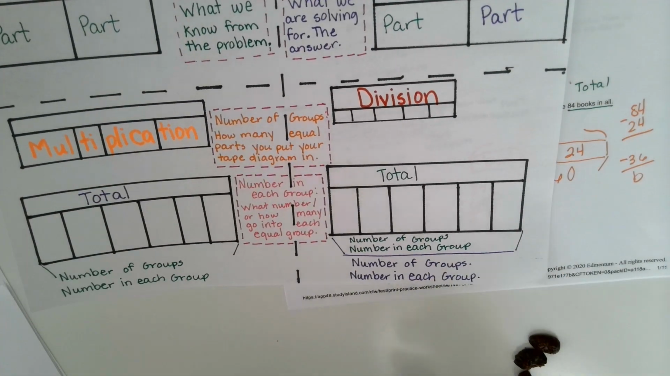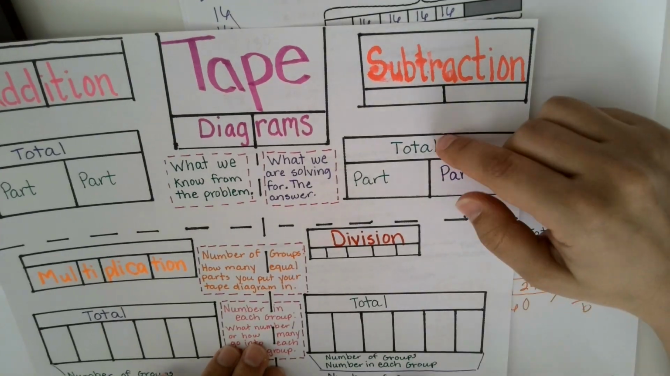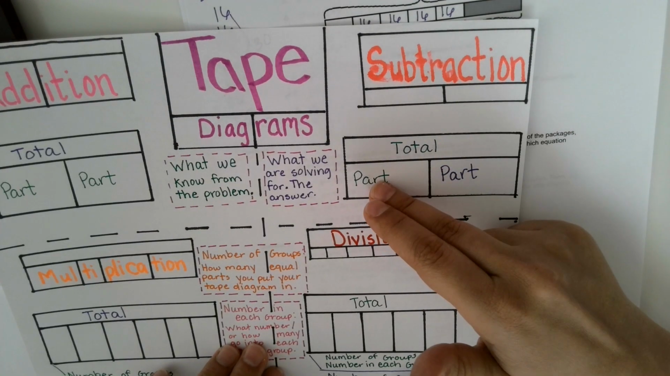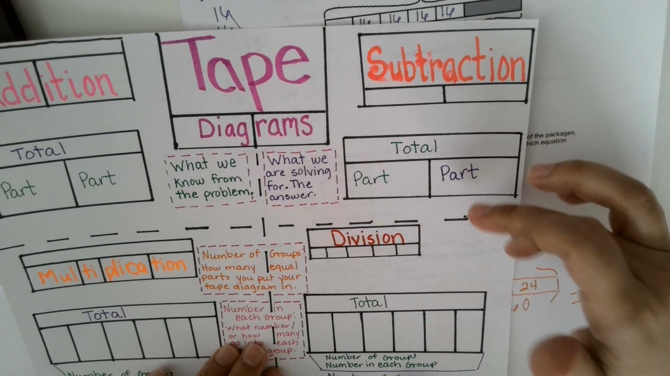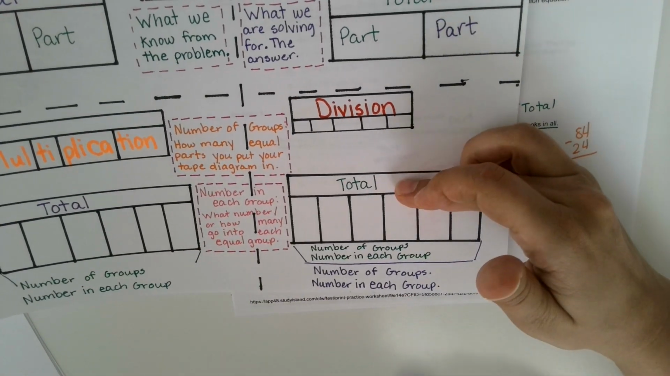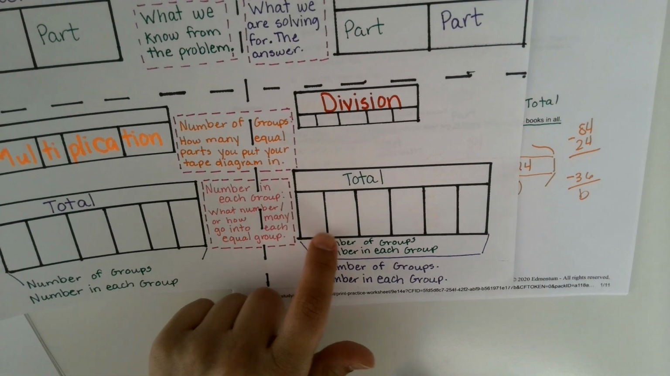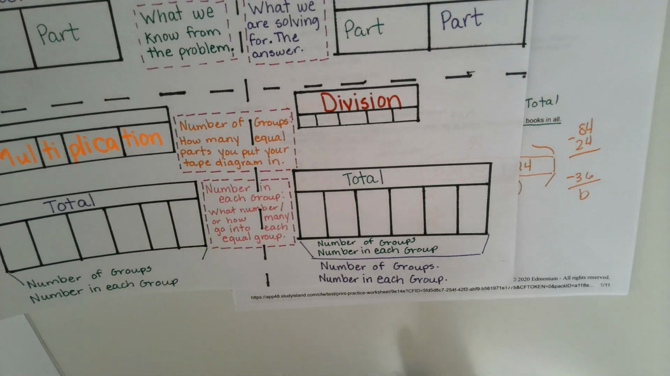Now, division will look a little different. Just like with subtraction problems, we know a total and we know one of our parts, and we're solving for a missing part. In a division problem, we're going to know our total, and we're either going to know the number of groups or we're going to know the number in each group.